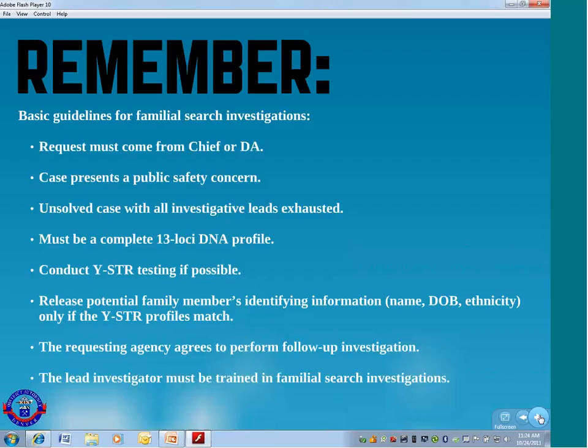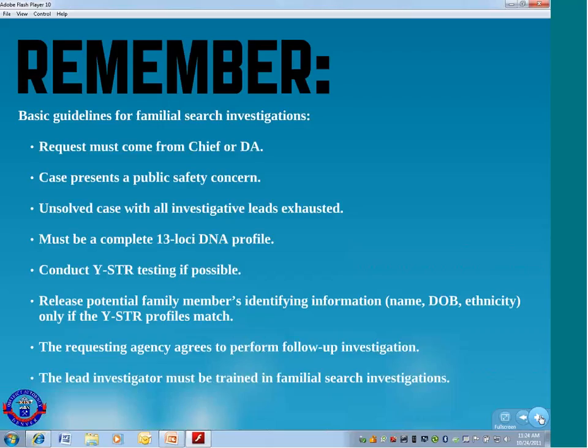We use only full DNA profiles, 13 loci in our state. There must be Y-STR testing done, if possible, if we're talking about males. Only after that Y-STR testing is done and there's a match on the Y profile do we release the name and date of birth of the individual.